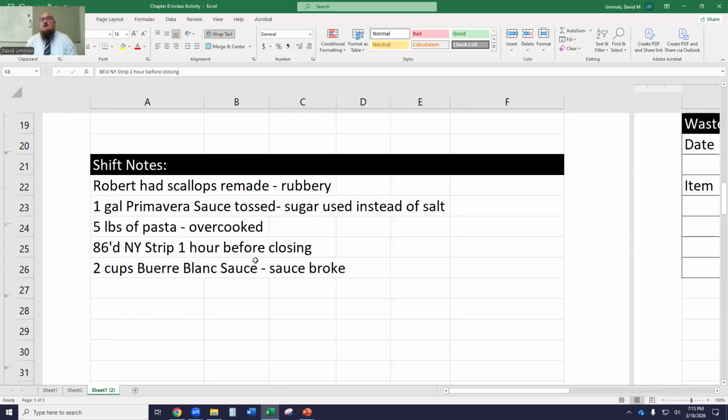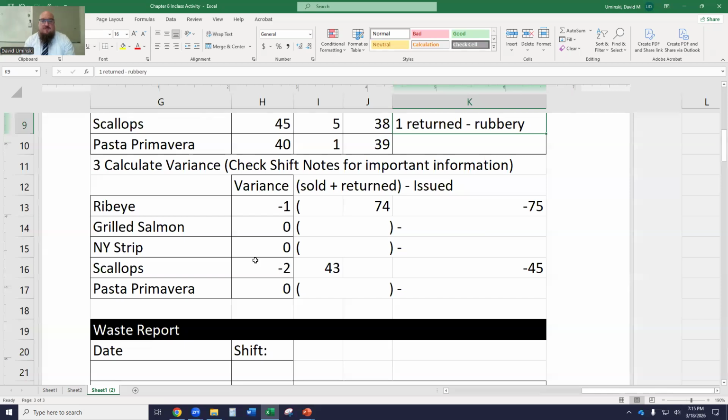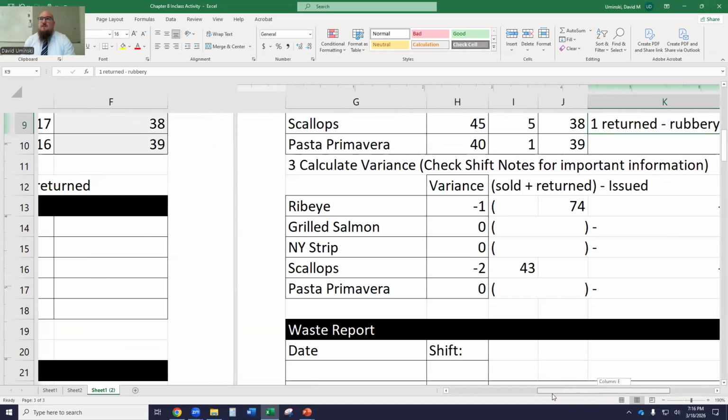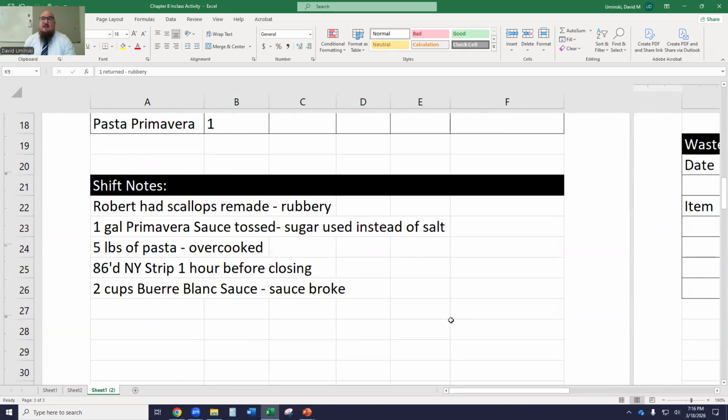In our service, we also want to look at our waste report. Okay, how many of y'all work in food service right now? Anybody work in food service? Okay, do y'all do any kind of waste report during the shift to say what was wasted, what was thrown away? I don't, but yes, I do.